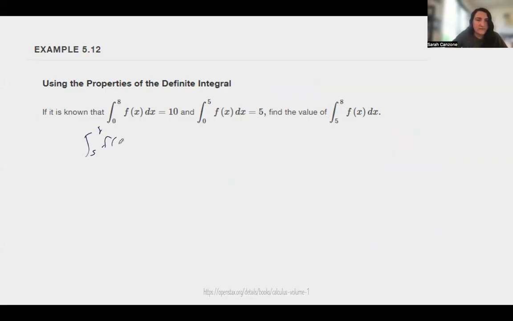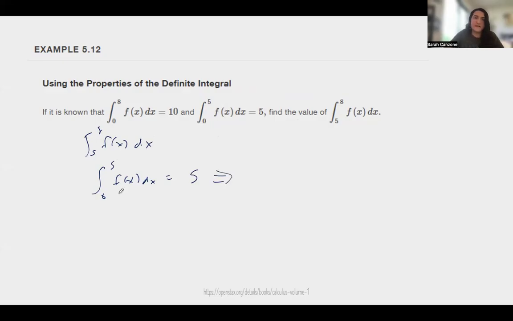the integral from 5 to 8 of f of x dx, given that we have an 8 and a 5, we need the 5 on the bottom. So if we tried to say that this was equal to this plus this, we would be wrong. But what we can do is we can reverse this. So first of all, we know that the integral from 0 to 5 of f of x dx equals 5.